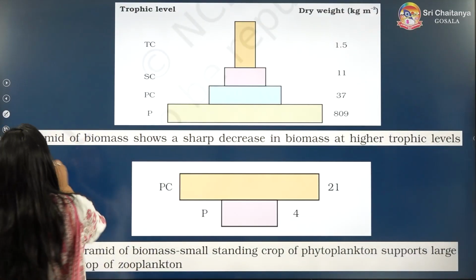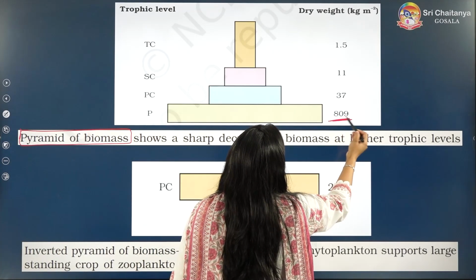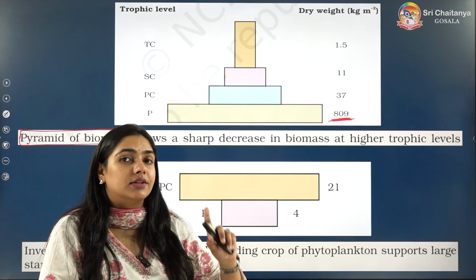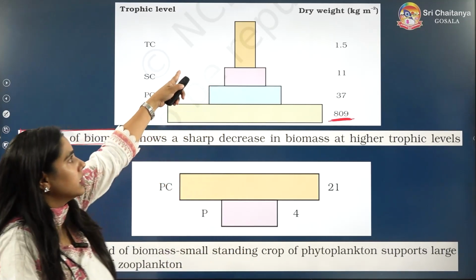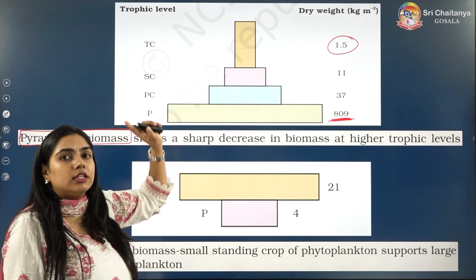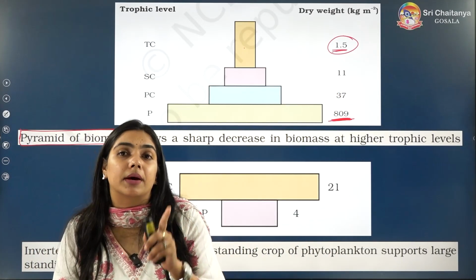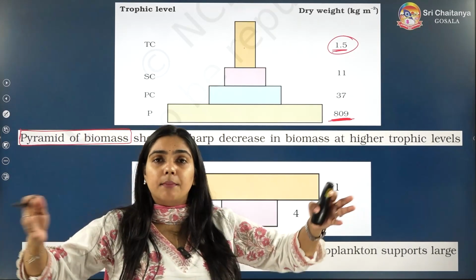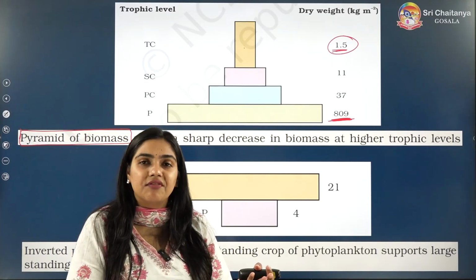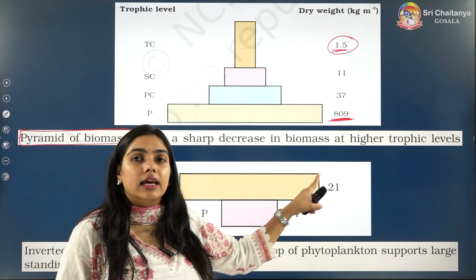Another example is the pyramid of biomass. At the lower trophic level, there is more dry weight: 809 kilograms per meter square at the first trophic level. But at the top trophic level, the fourth trophic level, the top carnivore, the biomass is less, only 1.5 kilogram per meter square. Obviously number and biomass you can relate: if number is less, biomass will also be less. Not in every case, but mostly, right?